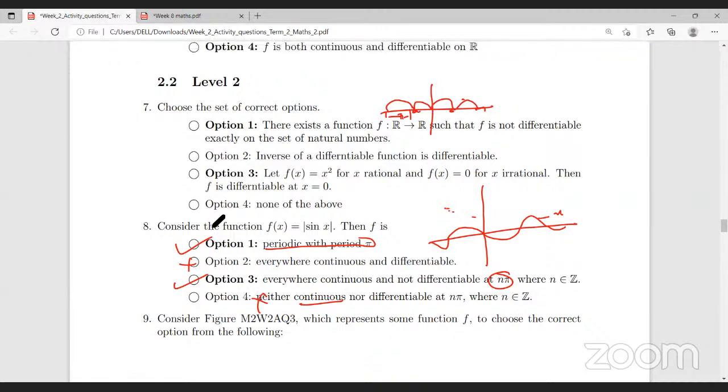Question 7 also, explain, sir. Question 7: there exists a function f such that it is not differentiable exactly on the set of natural numbers.